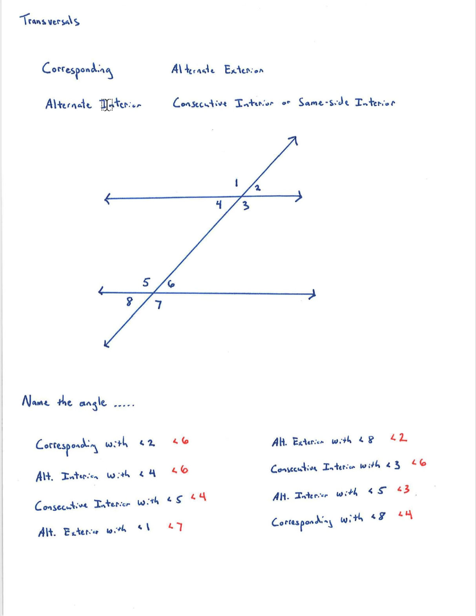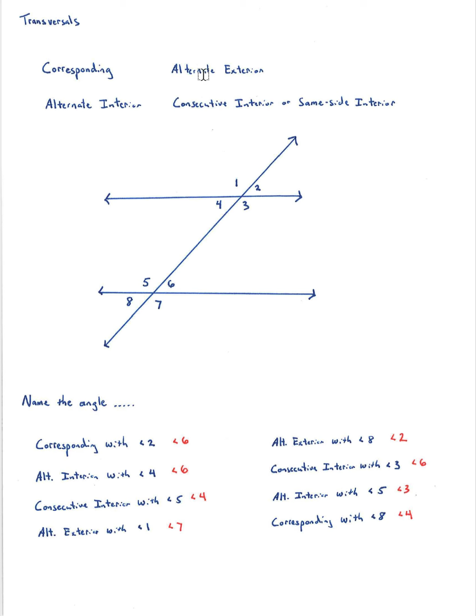but we have to decide, okay, what is corresponding? And it turns out that corresponding means the same spot. So if I come down here and I say, find an angle that's corresponding with 2, well, this angle and this angle are both on what we call the top right. They're in the corresponding spot of the transversal. So 2 and 6 would be corresponding. 1 and 5 would be corresponding. 4 and 8 would be corresponding. 3 and 7 would be corresponding.